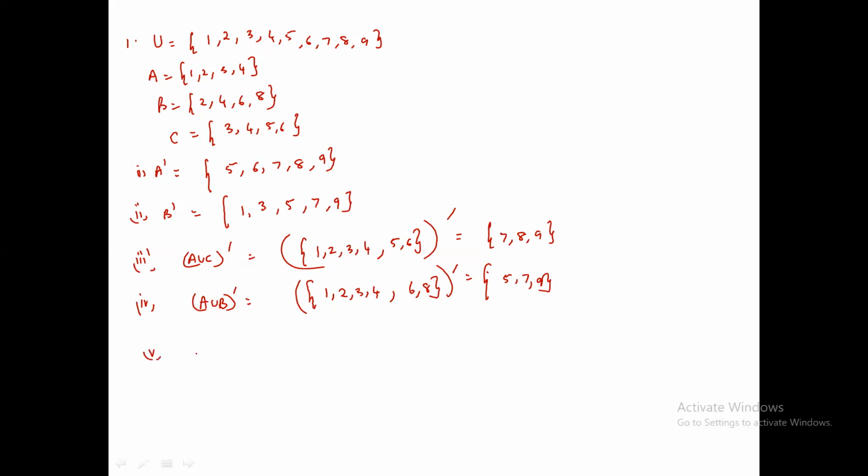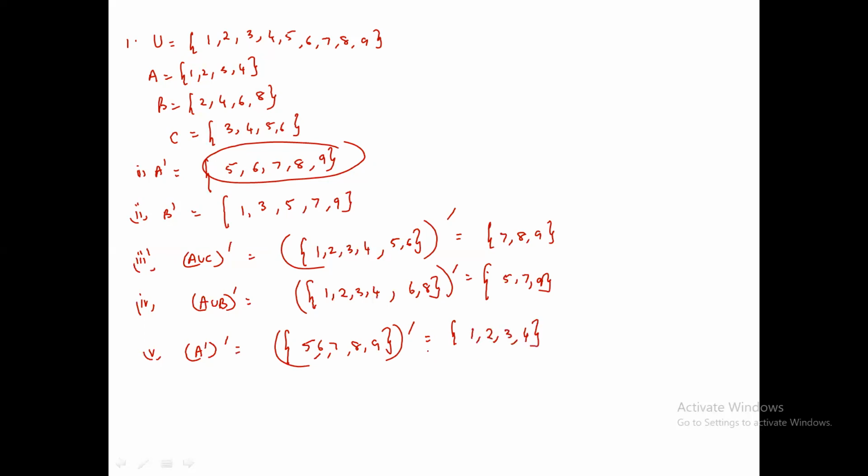Next, the fifth one is A dash whole dash. So first of all, A dash, which we already found here. So I will write 5, 6, 7, 8, 9, for which I will take the complement again. So from U, you remove 5, 6, 7, 8, 9. Left is 1, 2, 3, 4. So this is A dash whole dash, which is A again actually.